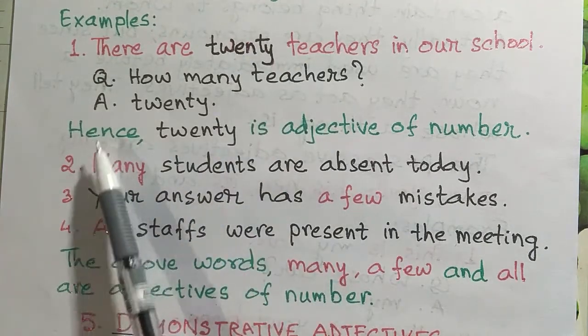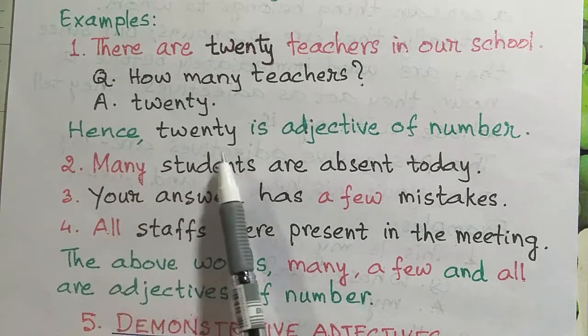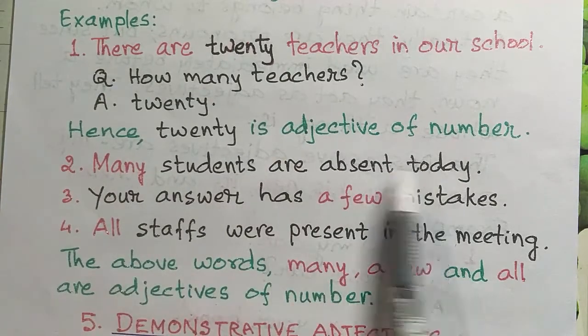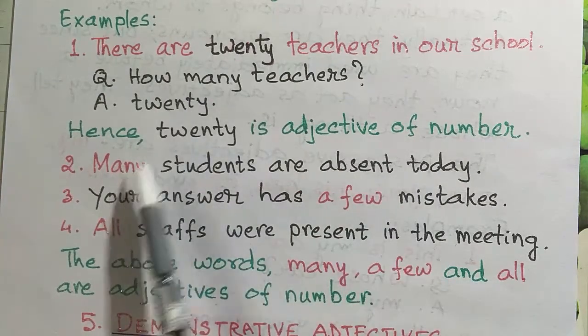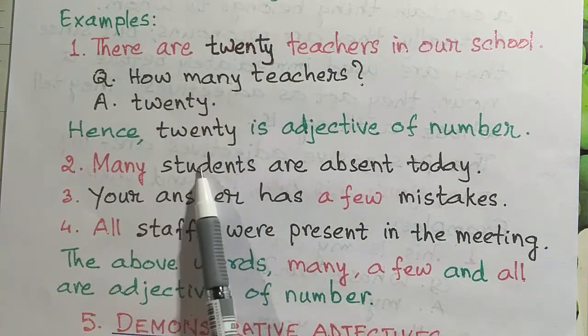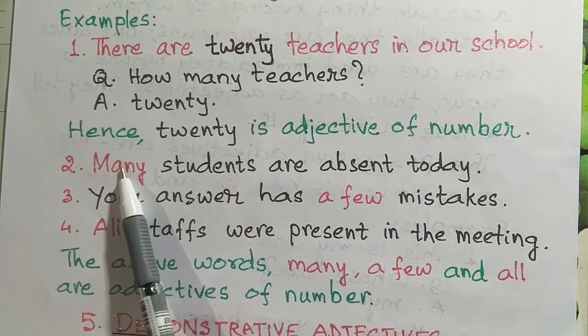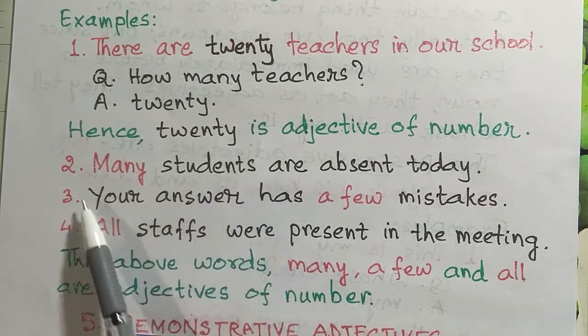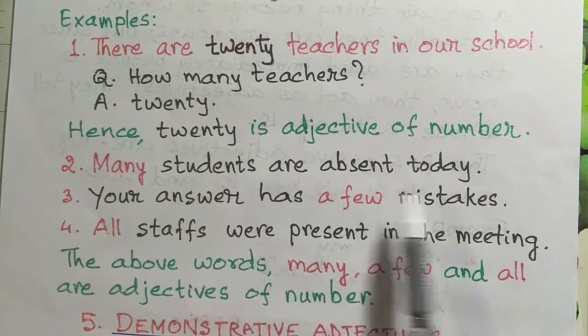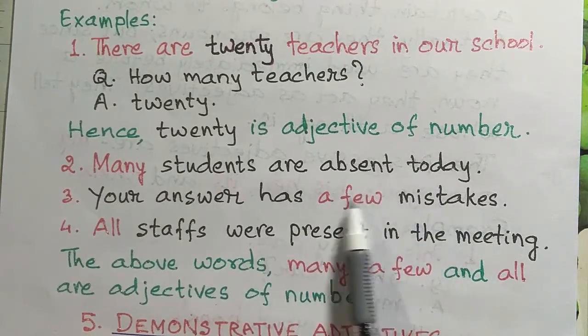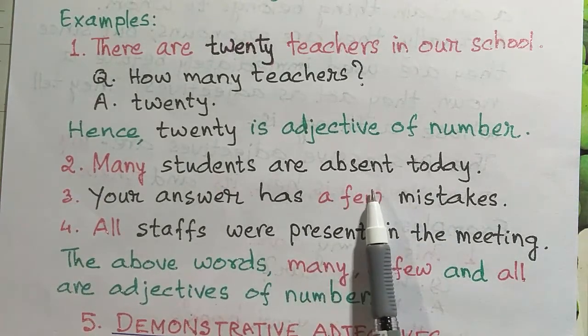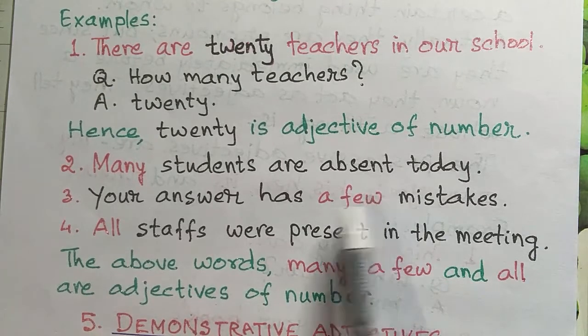Then number 2, many students are absent today. So how many students? Many. So many is an adjective of number. Number 3, your answer has a few mistakes. How many mistakes? A few. So a few is the adjective of number here.